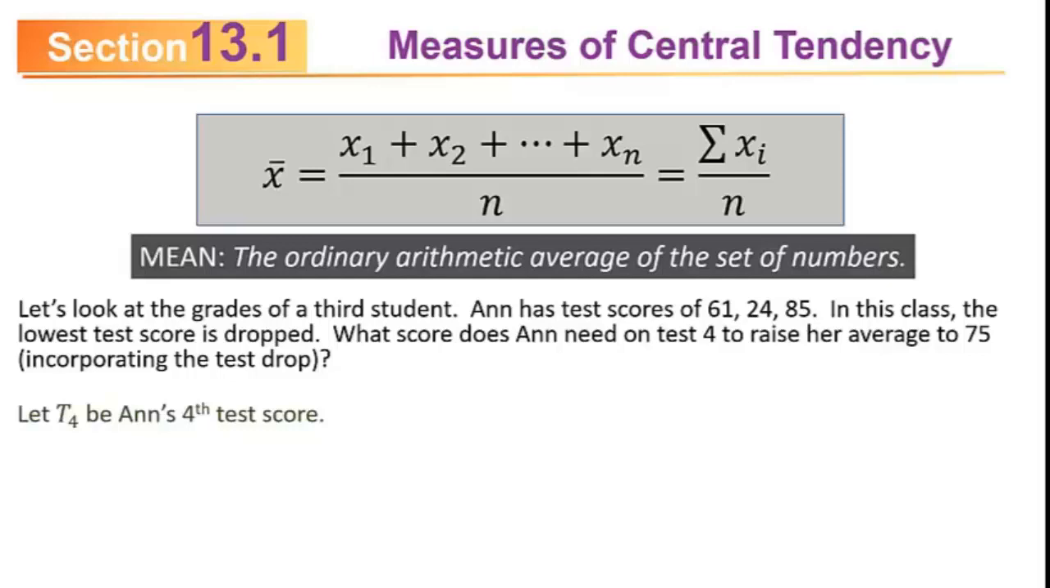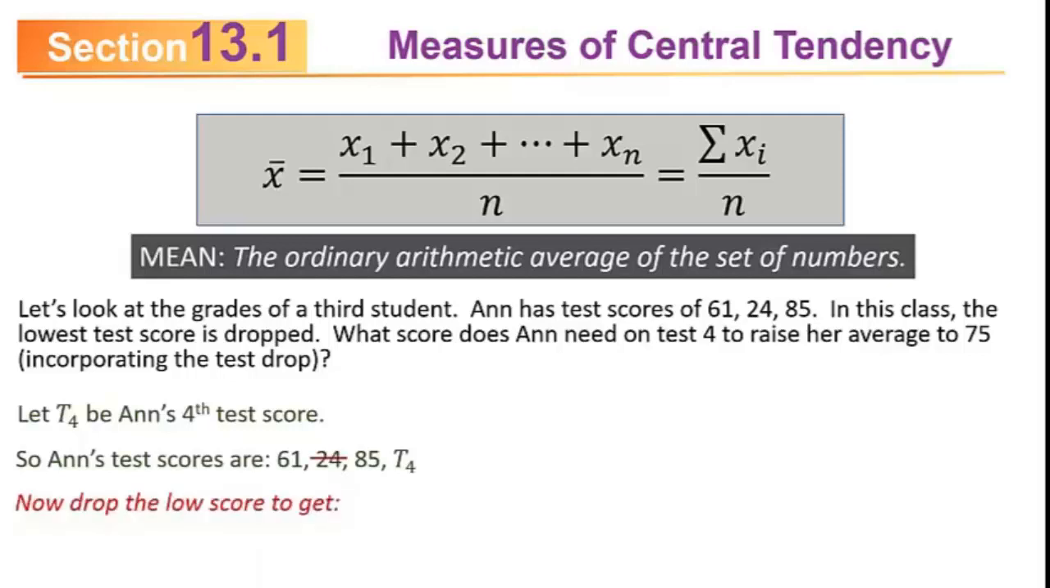We're looking for the test 4 score, so we'll let a variable stand for that, and I've been using capital T's for the test score, so I'll call T sub 4 Anne's 4th test score. So that means her test scores are 61, 24, 85, and this unknown test 4 score. We're dropping the lowest score, which would be a 24, and averaging what remains. So what remains are the 61, the 85, and that unknown test 4 score.